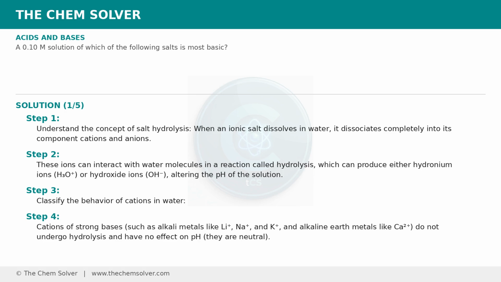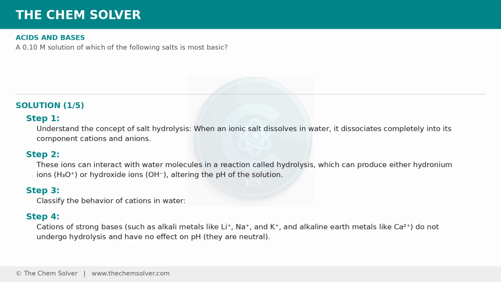Understand the concept of salt hydrolysis. When an ionic salt dissolves in water, it dissociates completely into its component cations and anions. These ions can interact with water molecules in a reaction called hydrolysis, which can produce either hydronium ions, H3O+, or hydroxide ions, OH-, altering the pH of the solution.